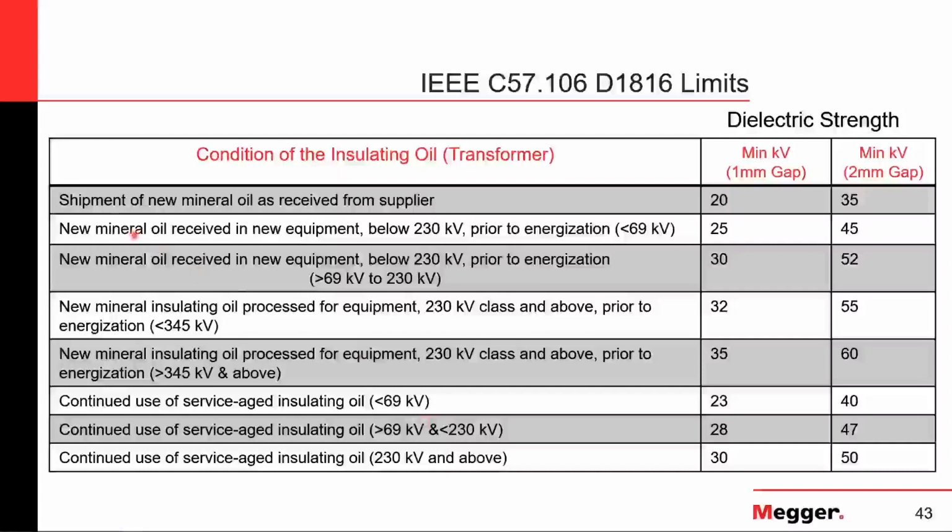Same standard, IEEE 57.106 will also give us limits for oil used in load tap changers and circuit breakers. So notice that the only recommendation that these standards give us using D877 is for continued use of service age circuit breakers insulating oil.